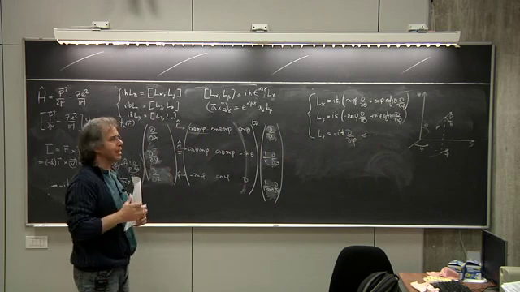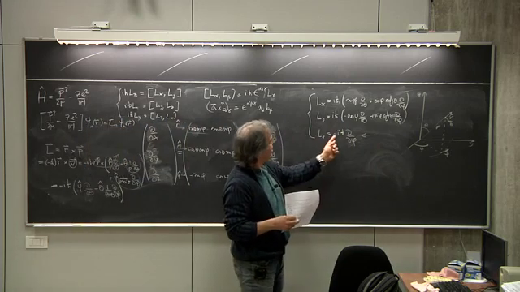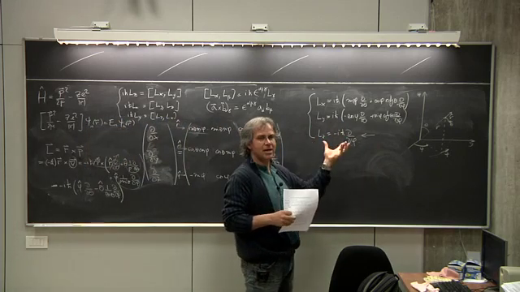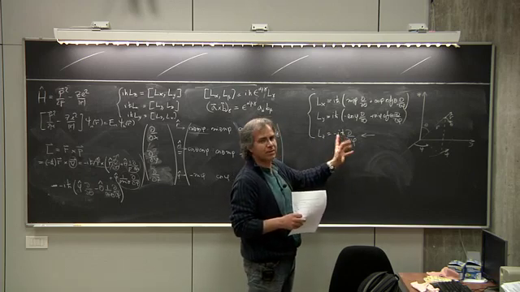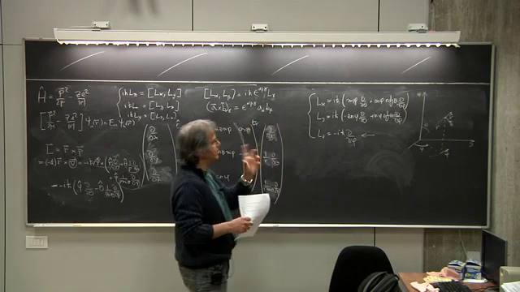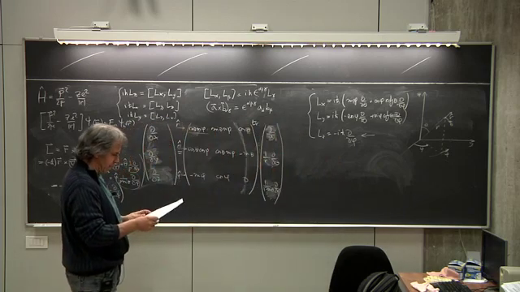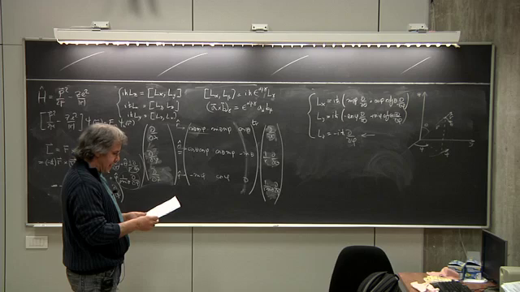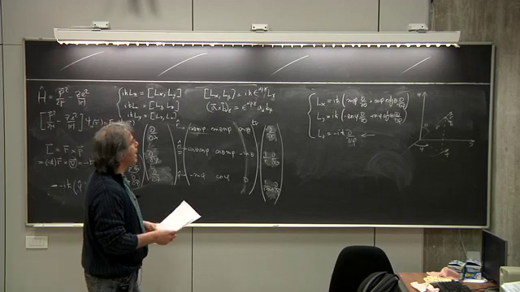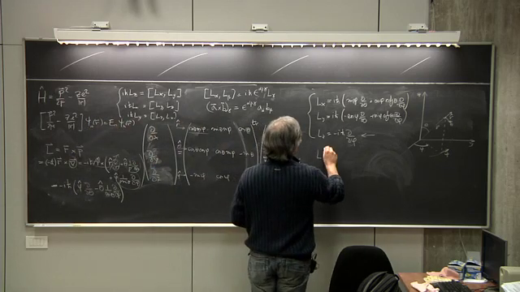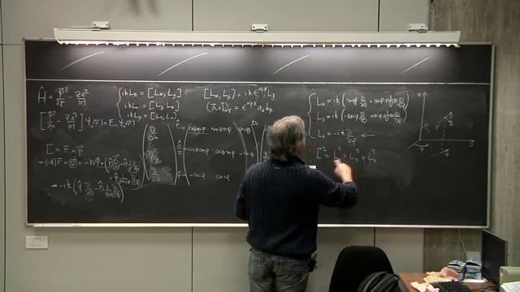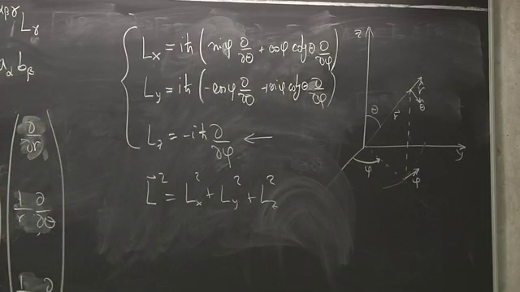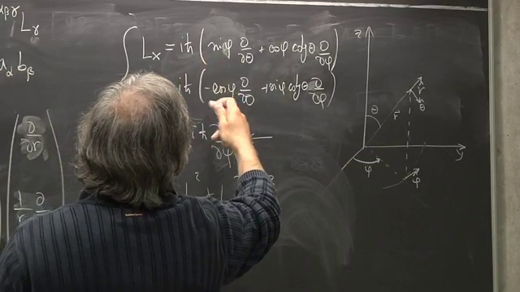It looks like a momentum in the phi coordinate, right? Minus i h bar, the derivative with respect to phi. So Lz is pretty simple to remember. Okay, another important object that you can construct is the square of L. So Lx square plus Ly square plus Lz square. This is an operator again. The square of this plus the square of this plus the square of this.